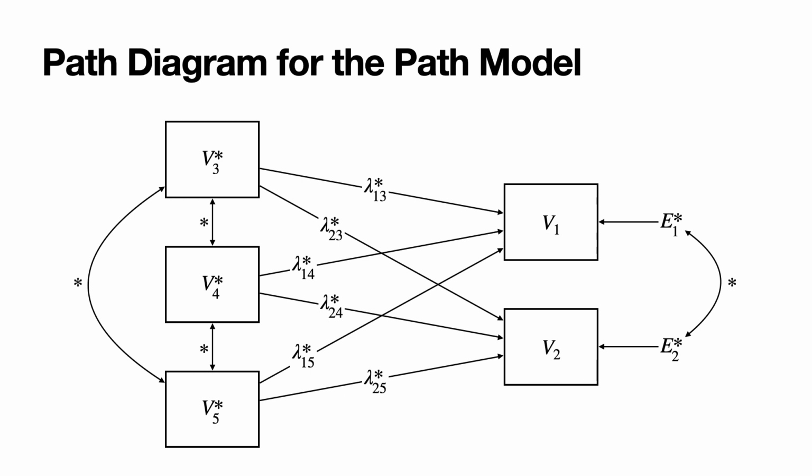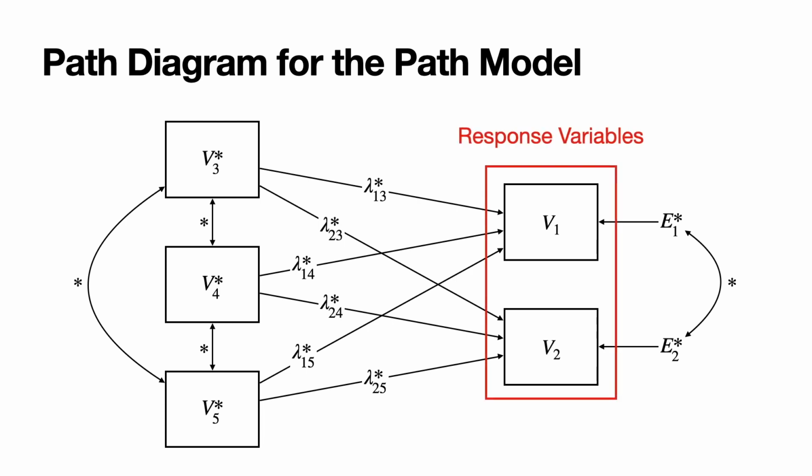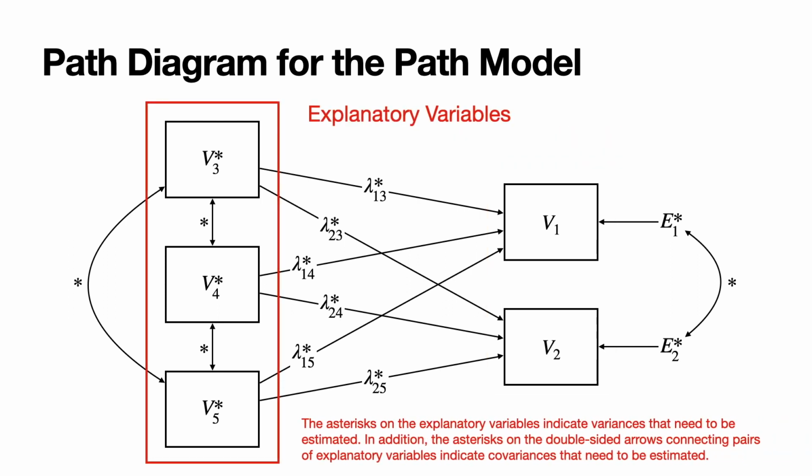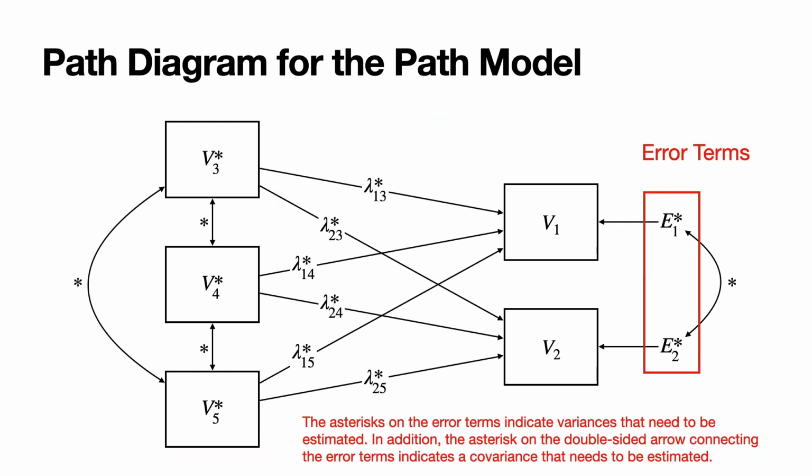And so here we have the path diagram for the path model. V1 and V2 are the 2 response variables. The explanatory variables are V3, V4, and V5. The asterisks on the explanatory variables indicate variances that need to be estimated. In addition, the asterisk on the double-sided arrows connecting pairs of explanatory variables indicate covariances that need to be estimated. The error terms are E1 and E2.